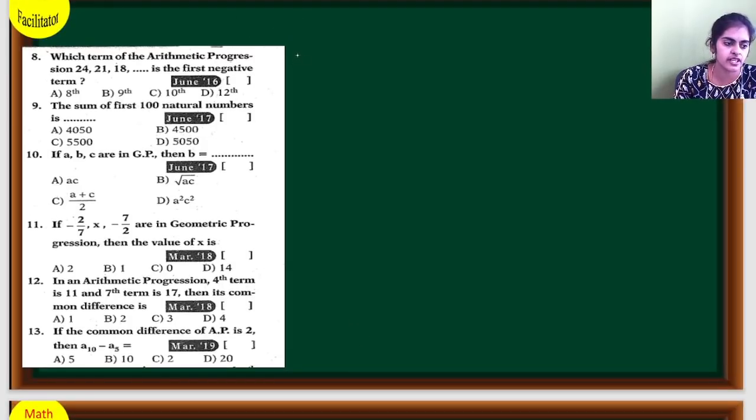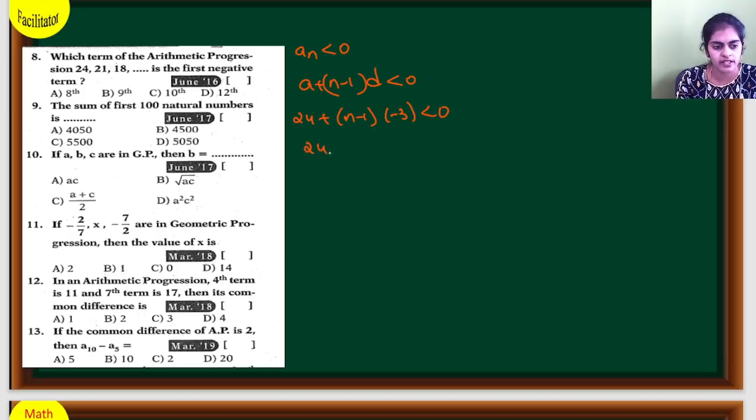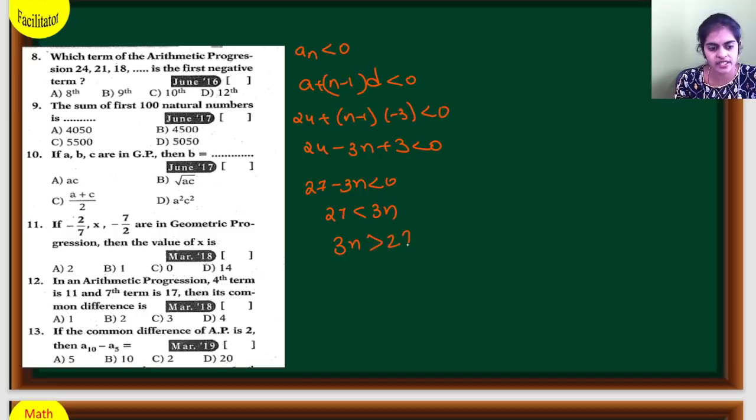Which term of the progression 24, 21, 18 is the first negative term? So an, you want negative, less than 0. So an is a plus n minus 1 into d. This should be less than 0. Negative term I want. A is 24 from the question plus n minus 1 into d. d is how much? 21 minus 24 is minus 3. So 24 minus 3n plus 3 is less than 0, or 24 plus 3 is nothing but 27. So 27 minus 3n is less than 0. Or I can write 27 is less than 3n, or 3n is greater than 27, or n is greater than 9.